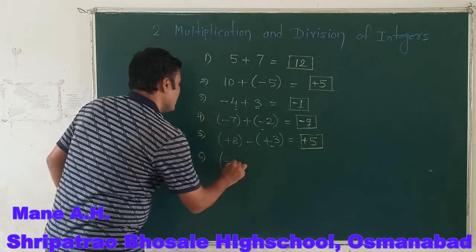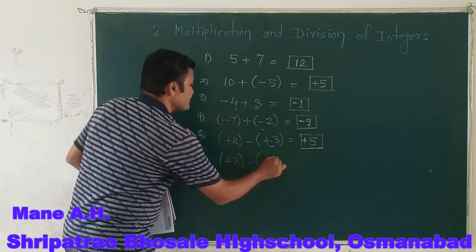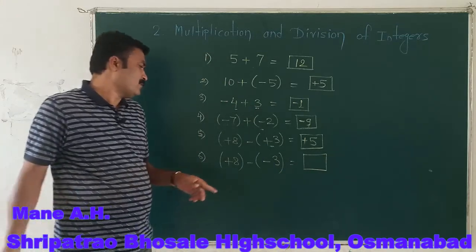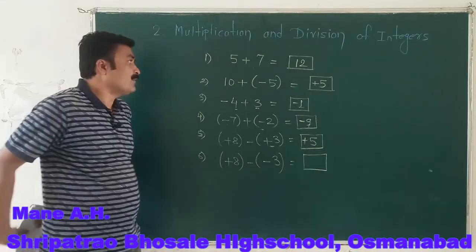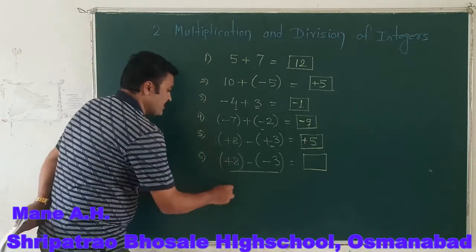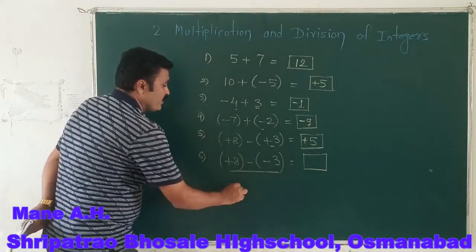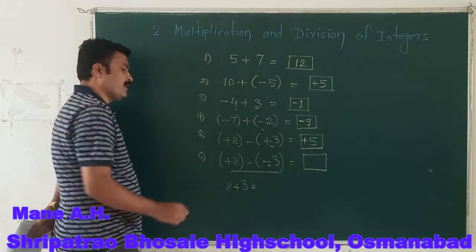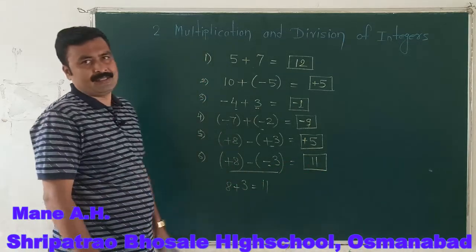Thereafter, the sixth example of this question is given here: +8 minus, in the second bracket, -3 is equal to box. Now we have to subtract a negative integer from a positive integer here. Now this is the important meaning here. While solving, +8 means simply 8, and due to the minus sign, minus minus both become plus here. So -3 is always converted into +3. So 8 plus 3 we got. That's how we get the final answer 11.